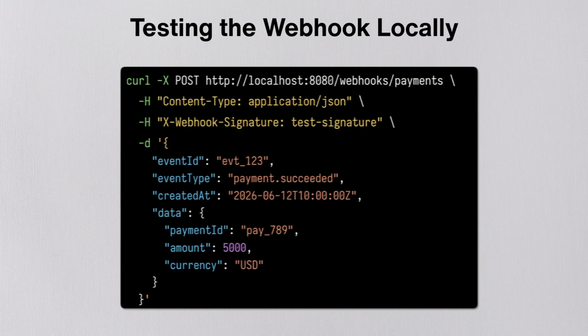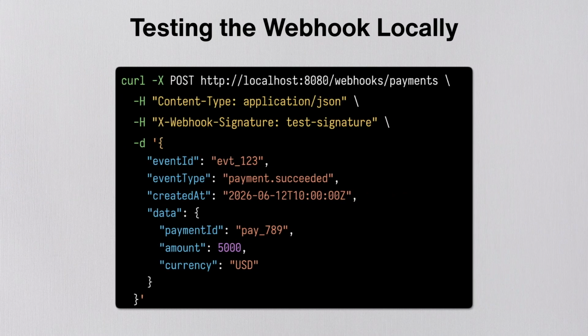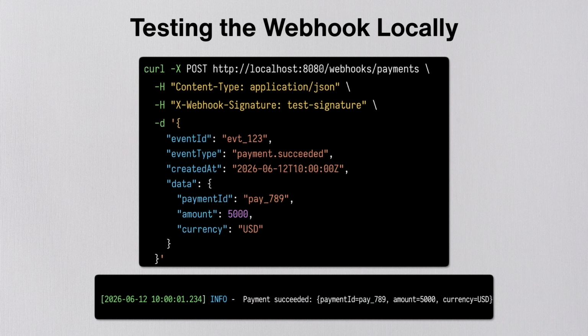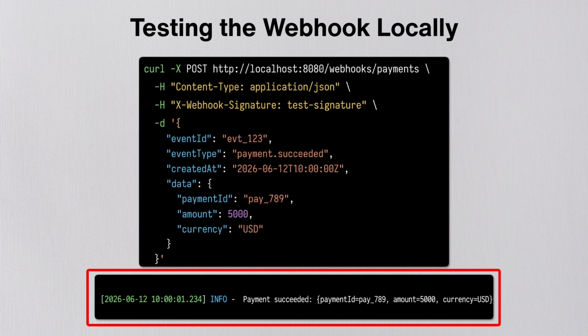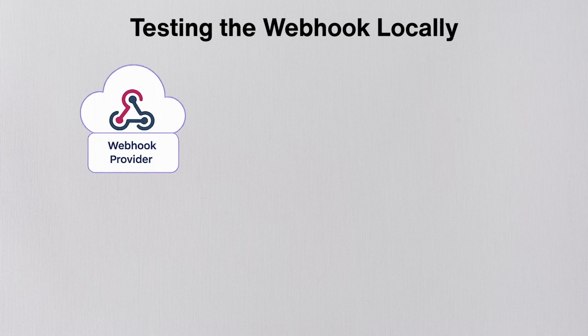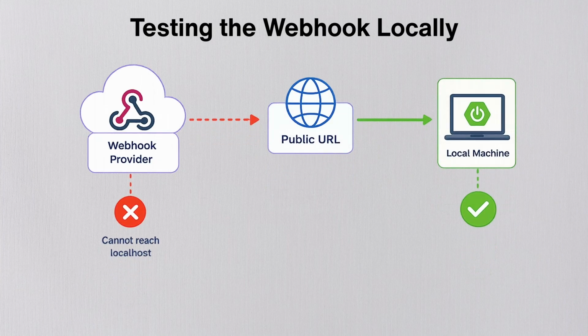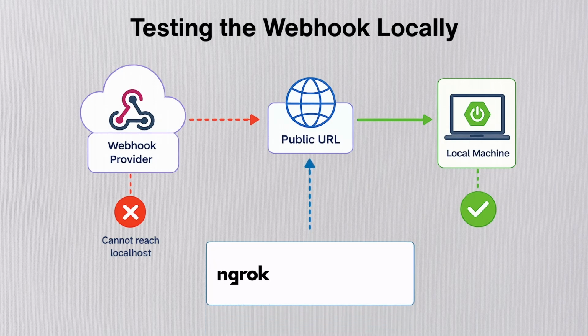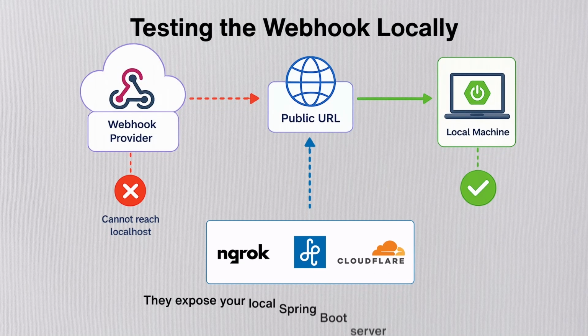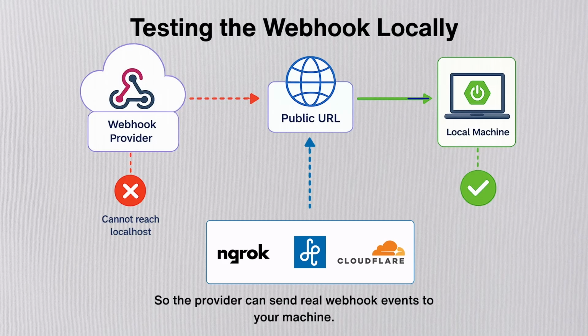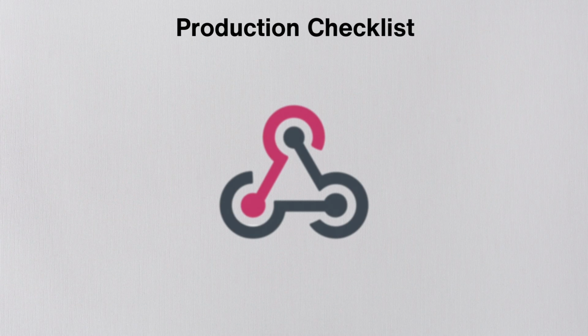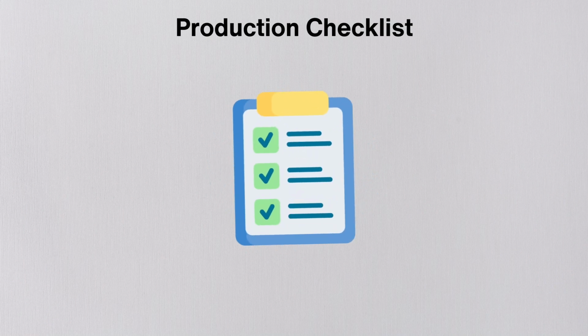To test locally, you can use curl. If everything is wired correctly, your Spring Boot app should receive the request and print something like this. For testing with real webhook providers, your local machine needs a public URL. This is where tools like ngrok, localtunnel, or Cloudflare Tunnel are useful. They expose your local Spring Boot server through a temporary public URL so the provider can send real webhook events to your machine.